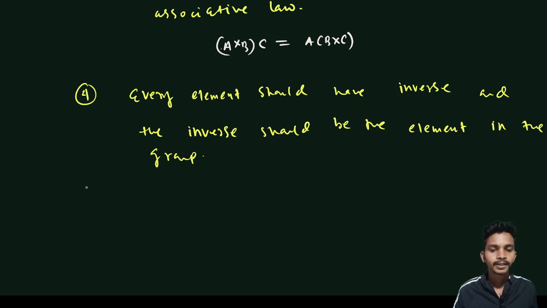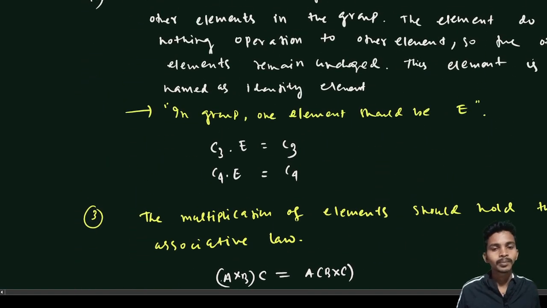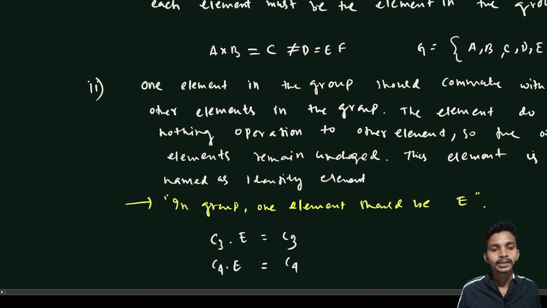It means that if I say simply, then every element should have an inverse element. Let's say if I say C3, then it should have C3 inverse, and this inverse, whatever the result, should be an element in the group. So these are the four rules that a group should follow.